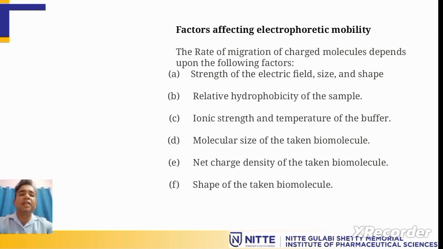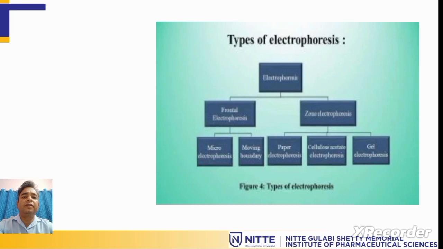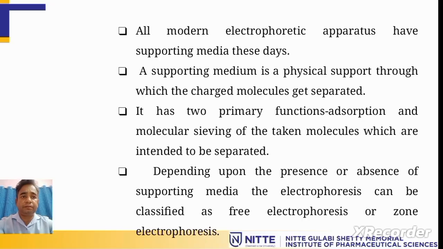Let us see the other factors. Types of electrophoresis: electrophoresis has been classified into two different categories. One is frontal electrophoresis, the other is zone electrophoresis. Under frontal electrophoresis, you have micro electrophoresis and moving boundary electrophoresis. Under zone electrophoresis, you have paper electrophoresis, cellulose acetate electrophoresis, gel electrophoresis, and capillary electrophoresis, which is there in your syllabus.